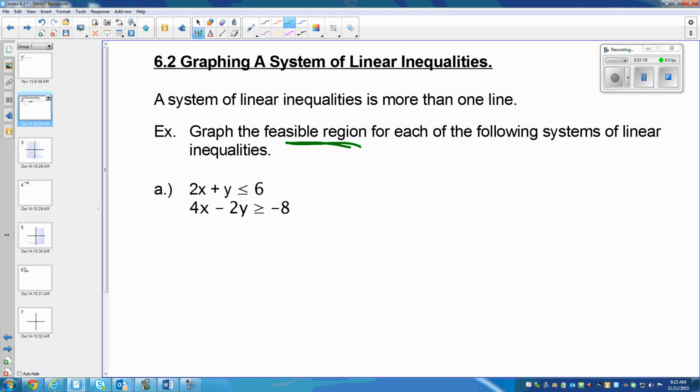So, to graph the feasible region, you have to choose your method of madness. You can graph using the x and y intercepts, or you can graph using the slope intercept form. Does anyone have a favorite? Slope intercept. Okay, there are different favorites. So we're going to do one with the slope intercept form, and one with x and y intercepts.